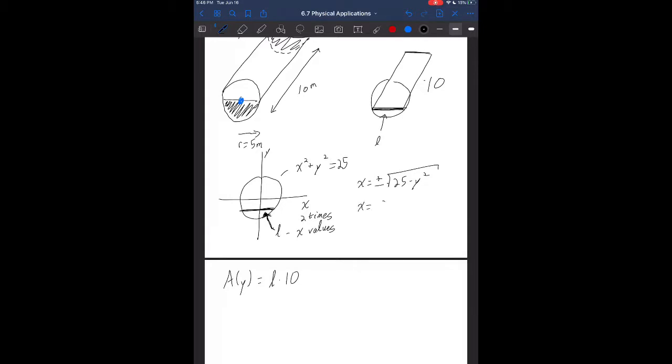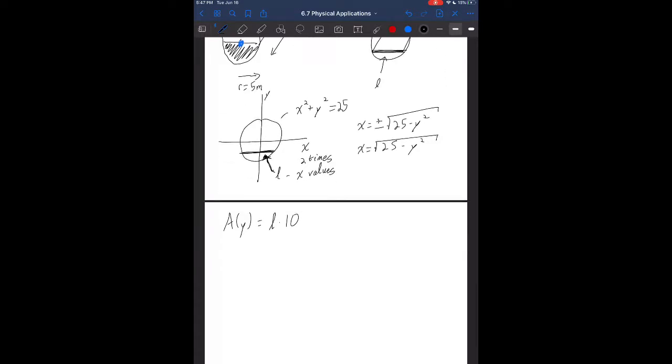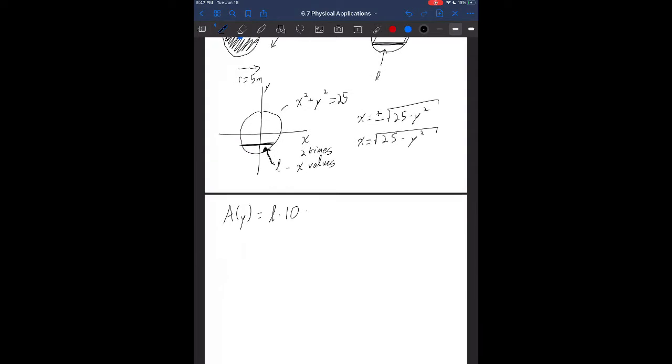So we have x equals the square root of 25 minus y squared. And so this length function is just given by 2 times our x value. It's how far along we are in the x's, and we have to go in both directions. And so our area function is 10 times the square root of 25 minus y squared.